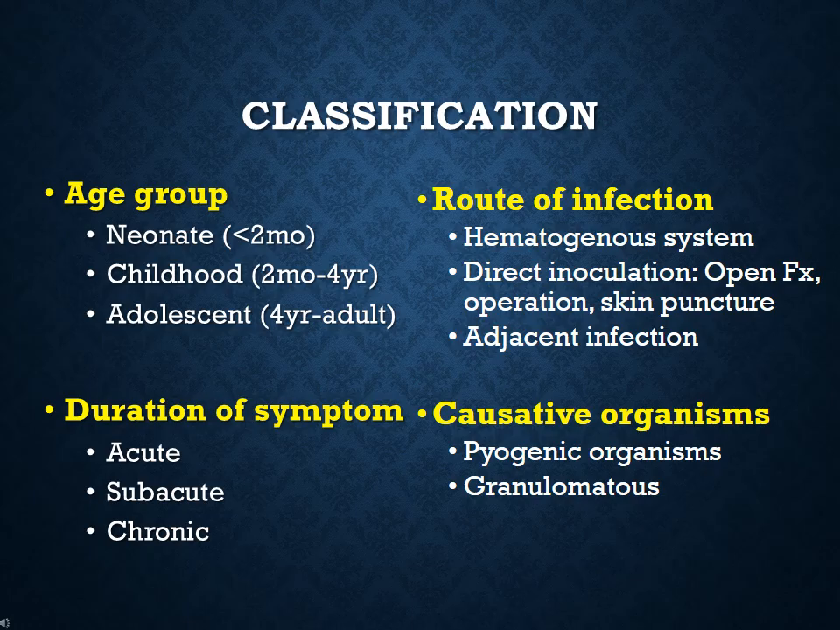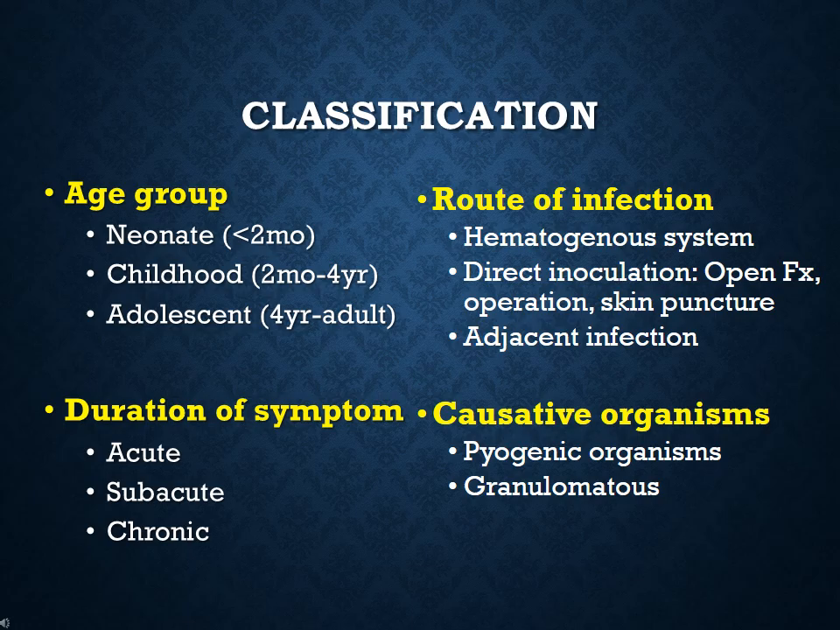Osteomyelitis may be classified based on age group, duration of symptoms, route of infection, and causative organisms, each of which has important clinical and pathological significance. According to age group, osteomyelitis is classified into neonatal osteomyelitis, occurring in infants less than 2 months of age, childhood osteomyelitis, seen between 2 months and 4 years, and adolescent and adult osteomyelitis, affecting individuals from 4 years through adulthood.